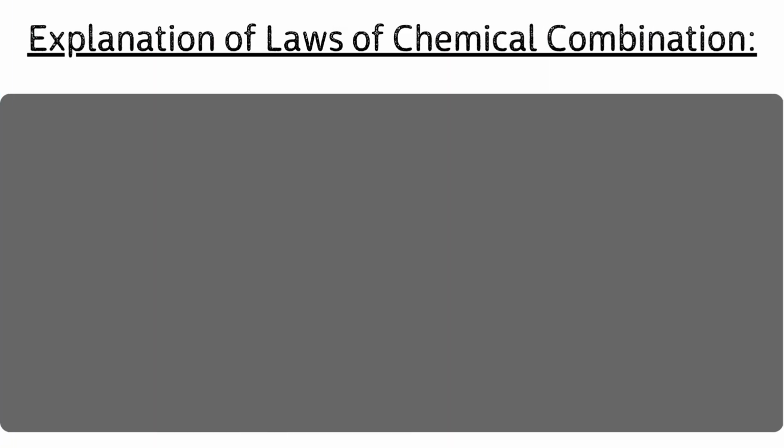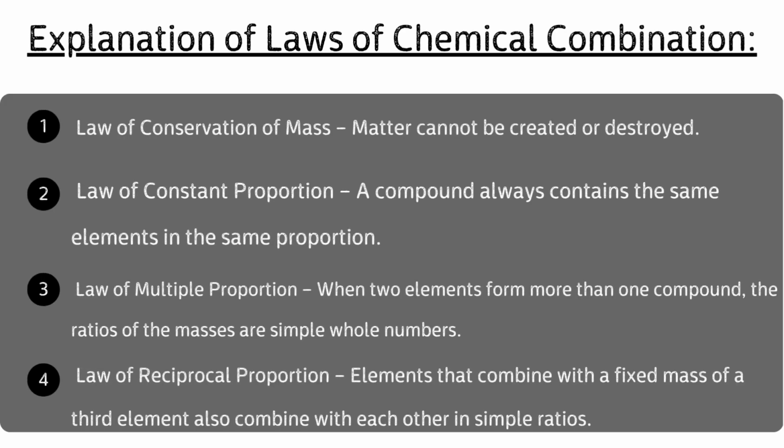Dalton's atomic theory also explains some important laws of chemical reactions, such as the law of conservation of mass: matter cannot be created or destroyed. Law of constant proportion: a compound always contains the same elements in the same proportion. Law of multiple proportion: when two elements form more than one compound, the ratios of the masses are simple whole numbers. Law of reciprocal proportion: elements that combine with a fixed mass of a third element also combine with each other in simple ratios.